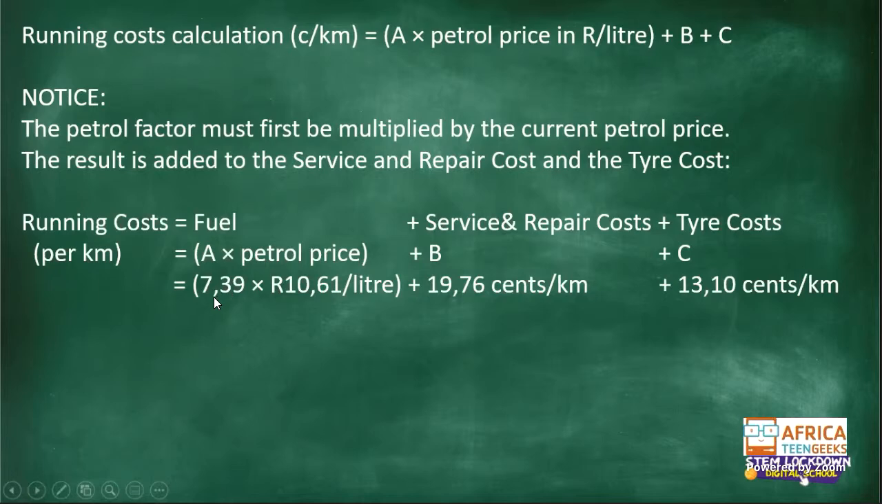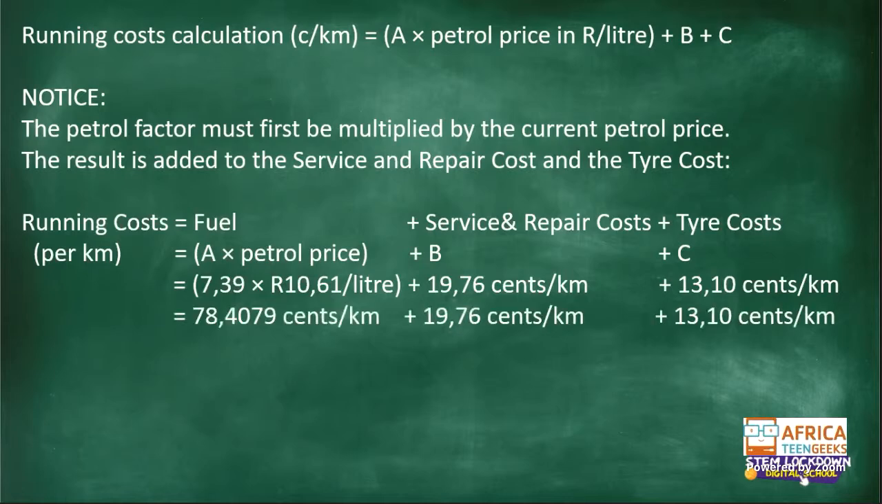So you take the factor there, 7.39, and then you multiply that with the price of petrol per liter. And you add 19.76 cents per kilometer there. That is the cost of service and repairs per kilometer. And the last cost, of course, will be 13.10 cents per kilometer there. That is the cost of the tire per kilometer. Not necessarily the price of the tire, but just the cost, how much it costs you per kilometer.